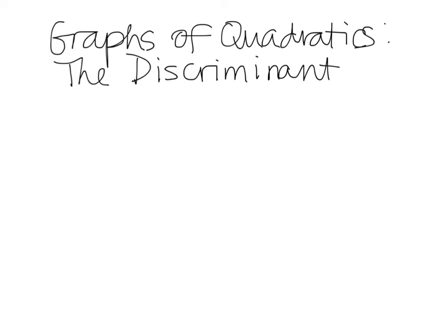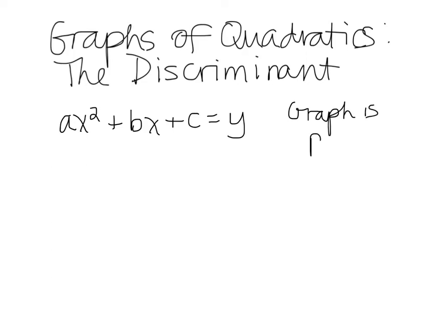In Chapter 8, we learned that the graph of equations in the form ax squared plus bx plus c equals y. Actually, we usually thought about it as y equals ax squared plus bx plus c, but it's the same thing. It has the shape of a parabola. The graph is a parabola. We learned this because this is a quadratic equation, and all quadratic equations have that shape as their graph.